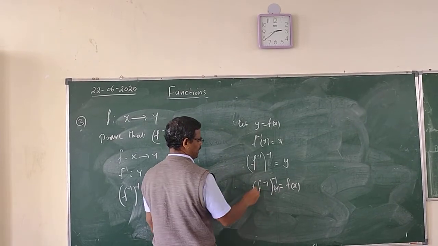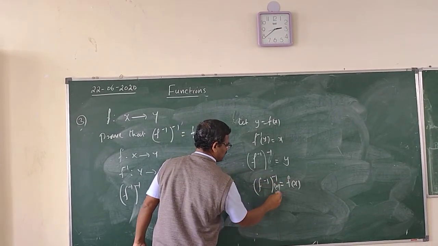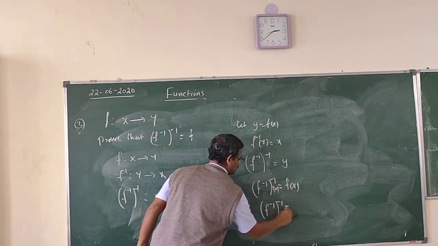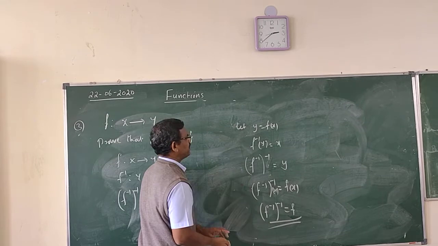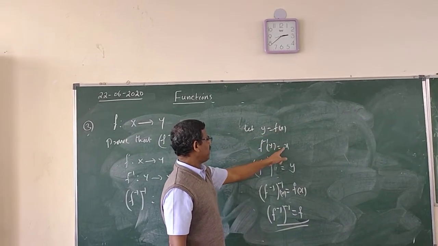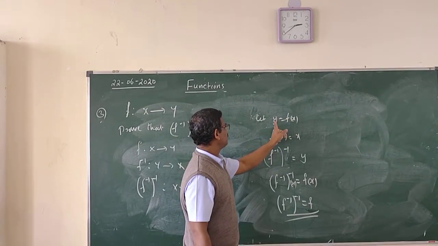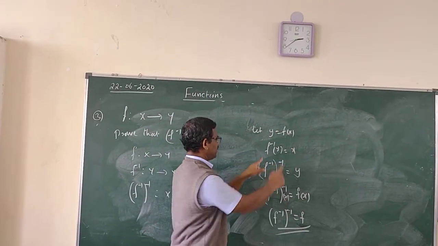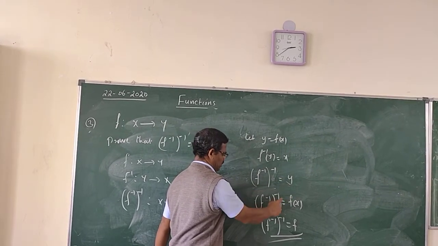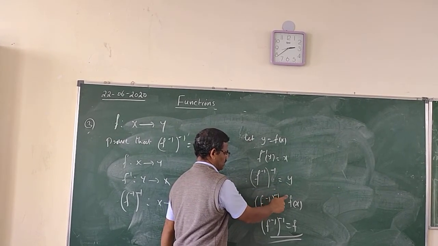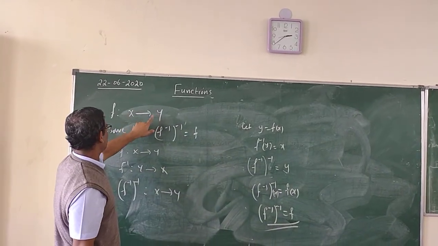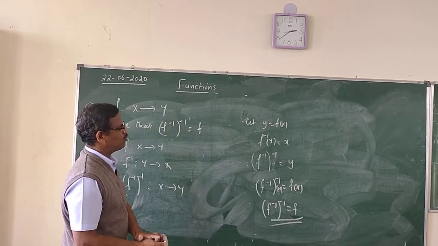Now you can see that both are the same: (F inverse) inverse is equal to F. Just to repeat it: y is equal to F of x, so F inverse of y is equal to x. Taking the inverse of it again gives y, and we know that y is equal to F of x. It shows that (F inverse) inverse is equal to F. And we could prove that for F from X to Y, (F inverse) inverse will be equal to F.